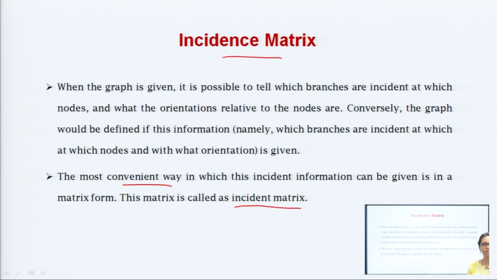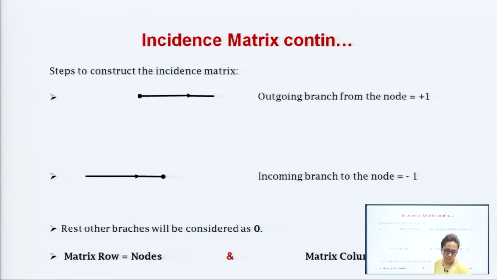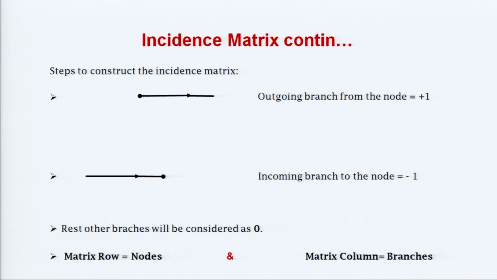So if we have the information of an incidence matrix, from the incidence matrix we can draw the graph, and from the graph we can make the incidence matrix. Incidence matrix is nothing but a matrix having rows and columns. The number of rows will be the nodes and the number of columns will be the branches, right. We will see in the next slide some concepts of how to form an incidence matrix.